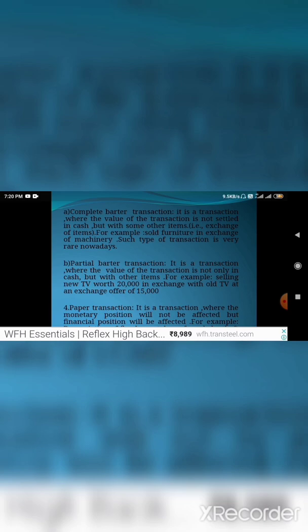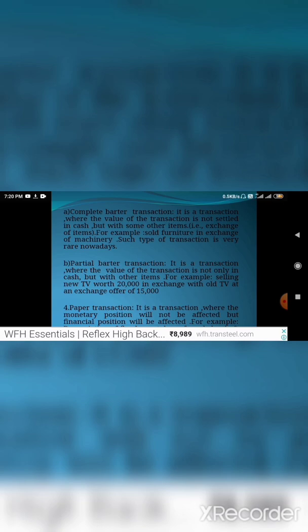Yes, exactly correct. This statement explains that sold furniture in exchange for a machine is a type of transaction that is very rare nowadays. We can exchange, but if the TV value is 12,000, they will give only 6,000.